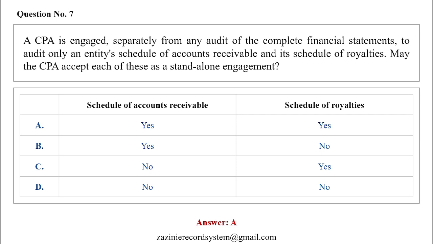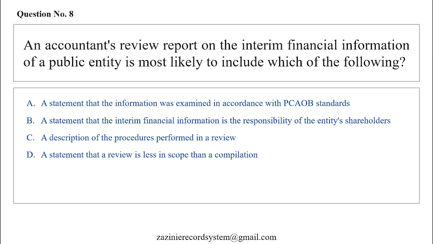Question number 8. An accountant's review report on the interim financial information of a public entity is most likely to include which of the following? Letter A. A statement that the information was examined in accordance with PCAOB standards. Letter B. A statement that the interim financial information is the responsibility of the entity's shareholders. Letter C. A description of the procedures performed in a review. Letter D. A statement that a review is less in scope than a compilation. Correct answer is letter C.